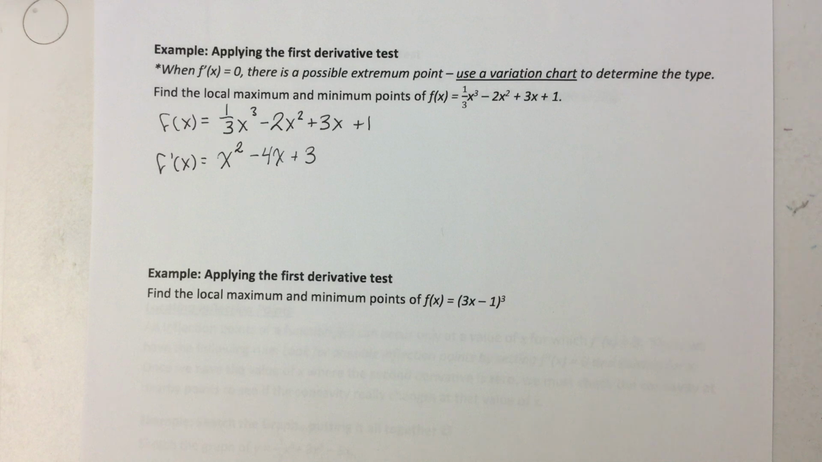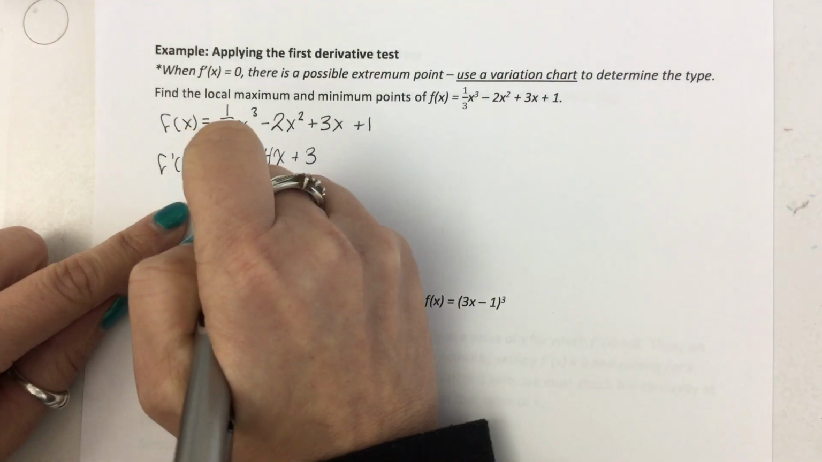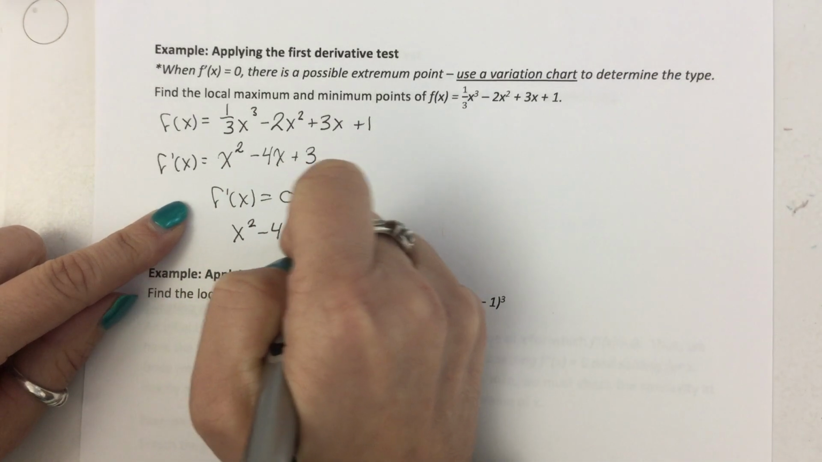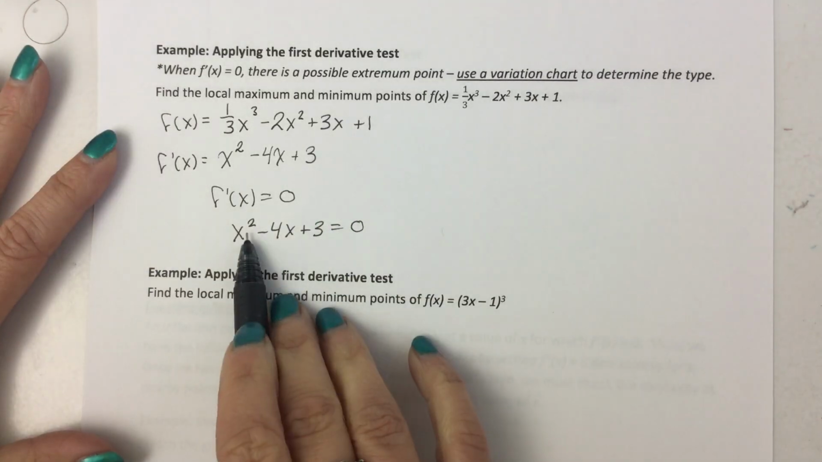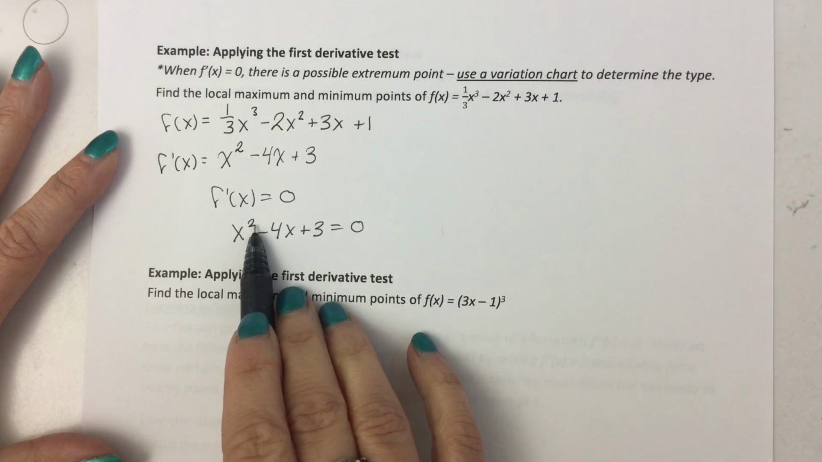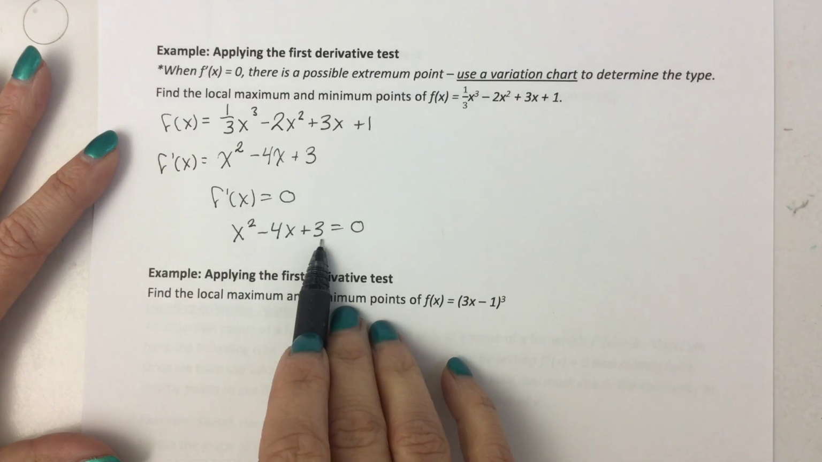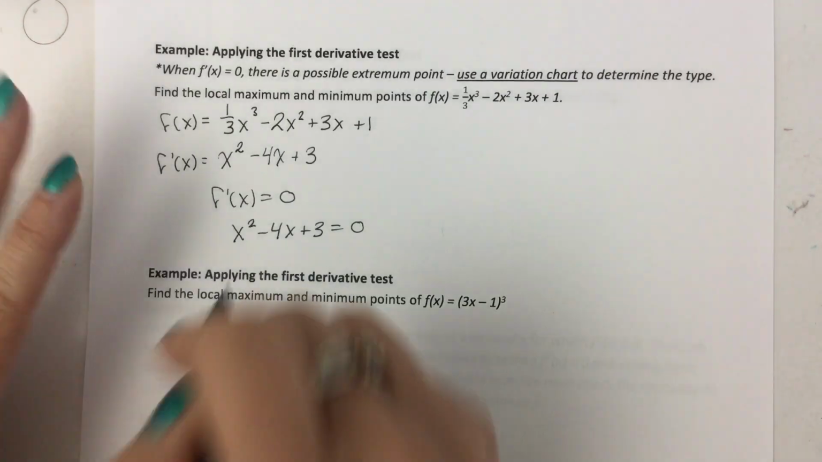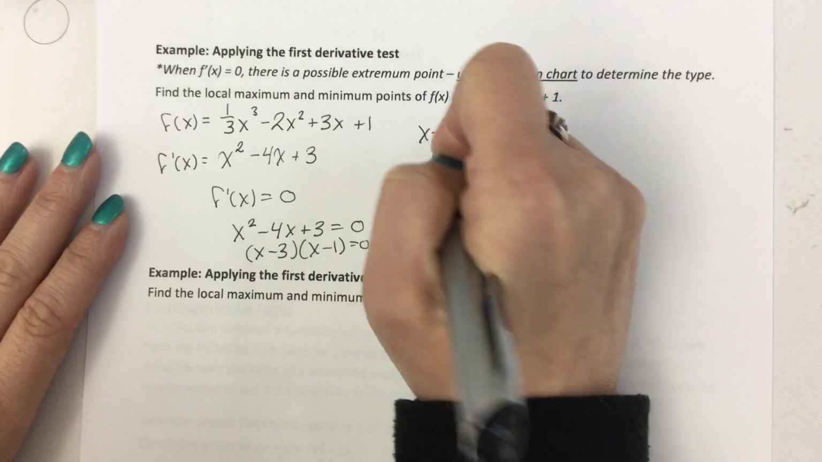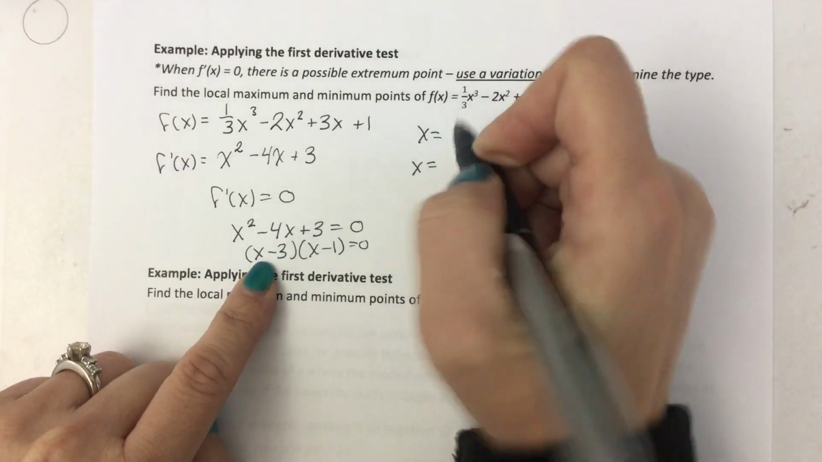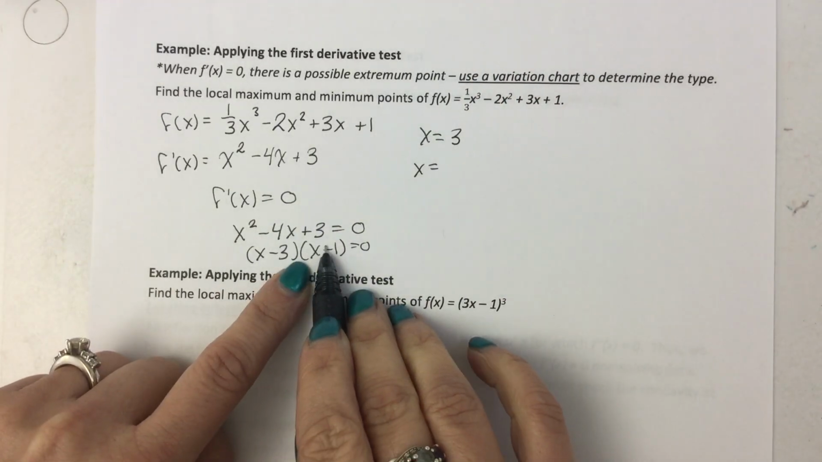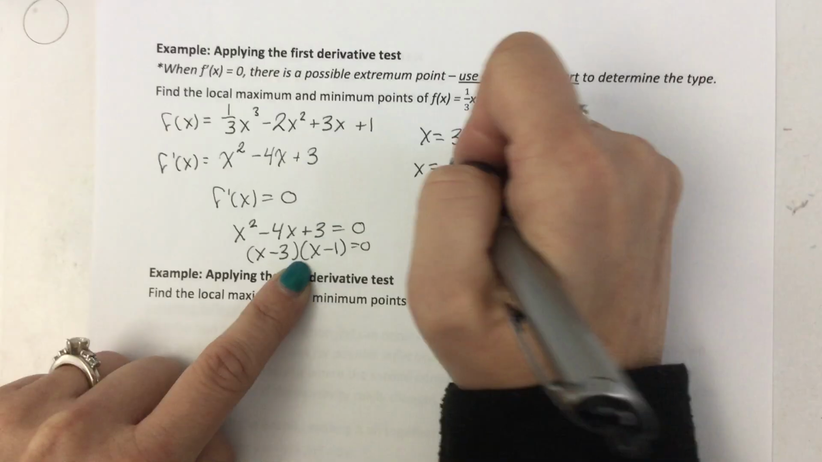Now, in order to do the first derivative test, you set the first derivative equal to 0. So in our case, it's x squared minus 4x plus 3 equals 0. I have 2 possible extreme points. I know that because I have a degree of 2. I can factor this. 2 numbers that multiply to positive 3 and add to -4 would be -3 and -1. So my possible x values: if I take x minus 3, set it equal to 0, I'd have to add 3. If I take x minus 1, set it equal to 0, I would have to add 1.